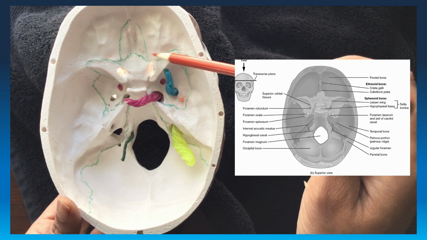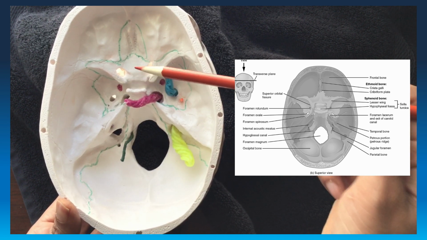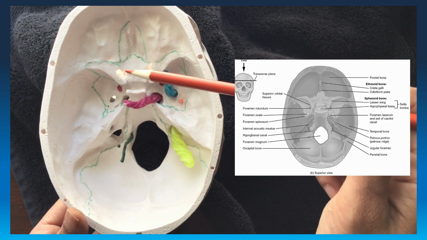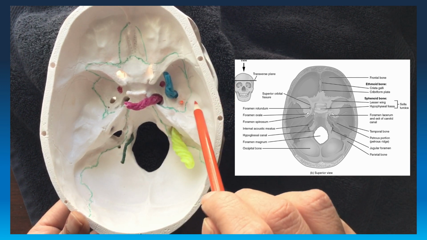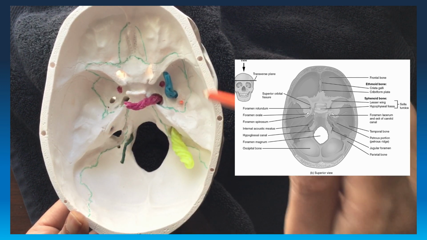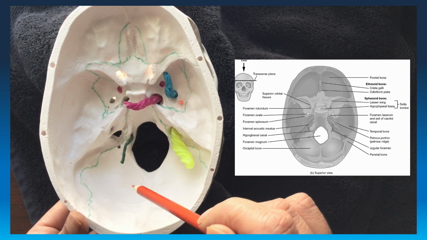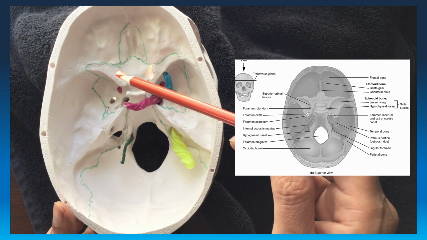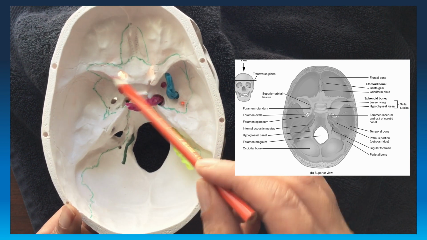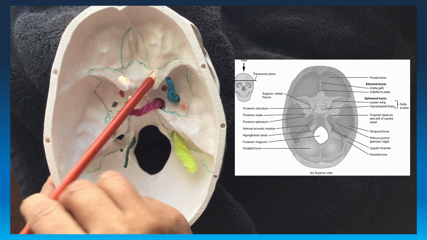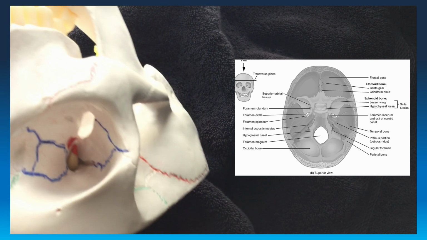The lesser wing and the hypophyseal fossa together make sella turcica, where the pituitary gland rests. Okay, then we've got the temporal bones and the parietal on the side, which you can't see, and the occipital in the back. All right, so now let's look at some of these openings. The very first opening that you're going to see is the optic canal right here. And I think you should be able to see it, right?